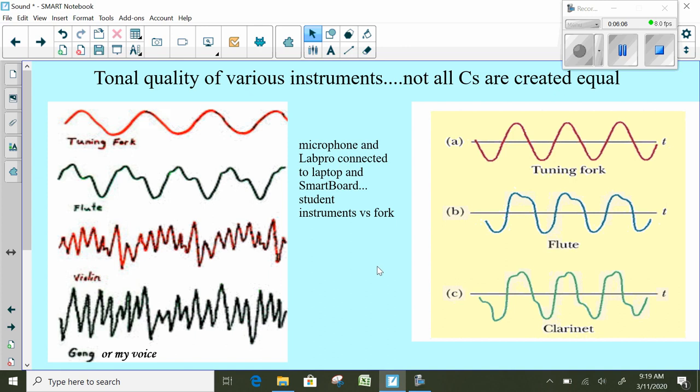So when you hear even a friend talking, your friend's voice has a very distinct signature. So again, a tuning fork, a flute, and a clarinet all have the exact same frequency, but they have different tonal qualities that you know that, hey, that's a flute, that's a clarinet, that's my friend's voice. So that's the only thing we're getting at, is the note is a frequency, but each instrument has a different tonal quality.